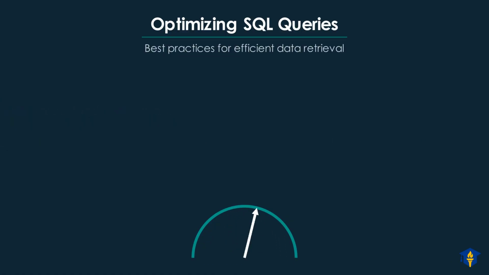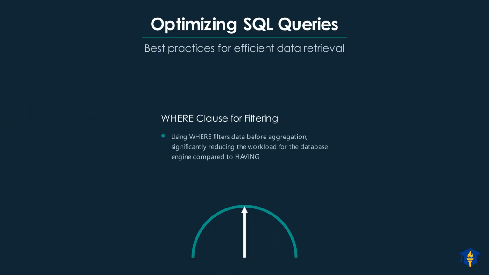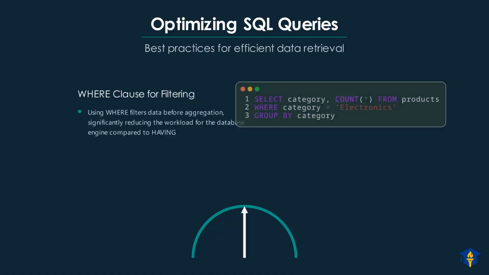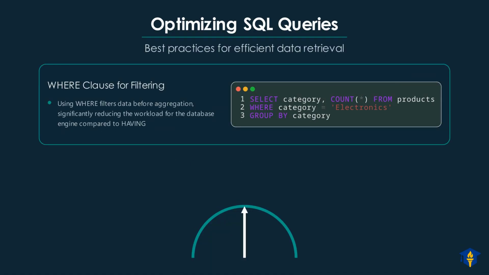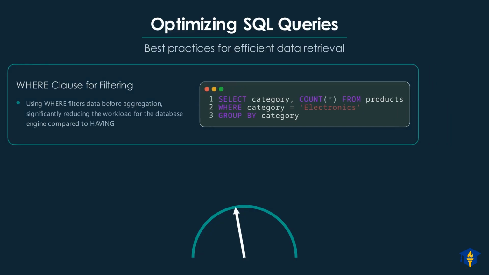transfer. Next, utilize the WHERE clause effectively for filtering data. Using WHERE filters data before aggregation, significantly reducing the workload for the database engine compared to HAVING. This query efficiently filters products by category before counting, optimizing performance for electronics products.